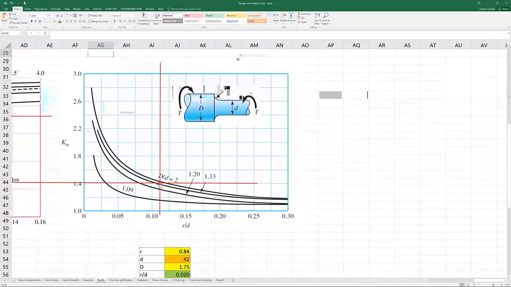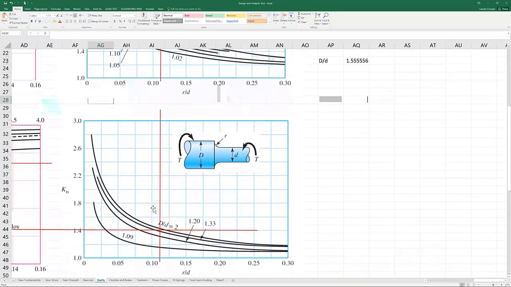And then same thing for KTS. 0.12, D over d of 1.6. It's even more squished in between these two curves here, but interpolating, it looks like KTS would be about 1.4.